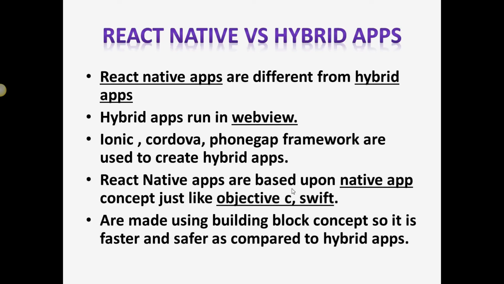React Native apps are based on the native app concept, like Objective-C and Swift. Since they are native, they are faster compared to hybrid apps created using Ionic, Cordova, PhoneGap or other similar platforms. Applications made in React Native are far faster than hybrid apps. Plus, their look and feel is very similar to the original apps made using Objective-C or core Android programming.